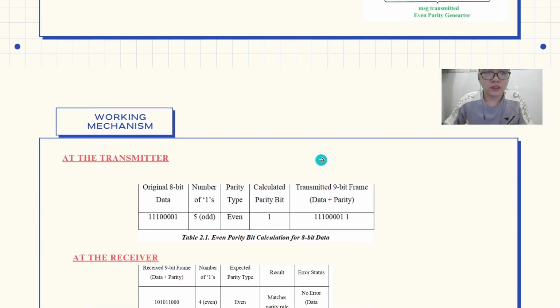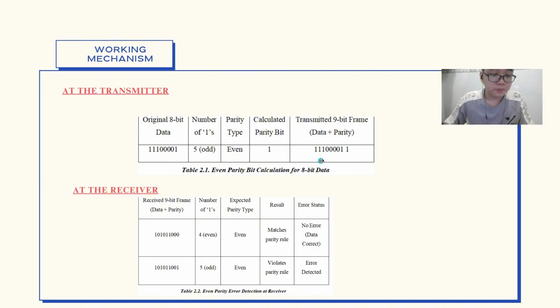So now that we know what parity is, let's see how it actually works in practice. On the transmitter side, the system counts the number of ones in the data word. Depending on whether we are using even or odd parity, the appropriate parity bit is calculated and appended to the end of the frame before it is sent.